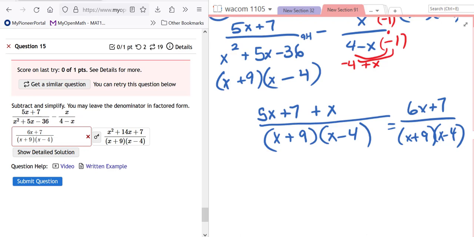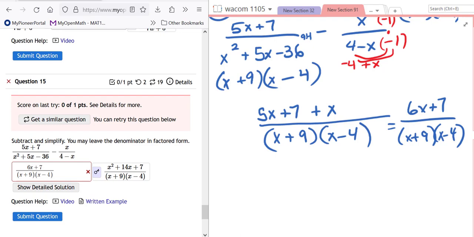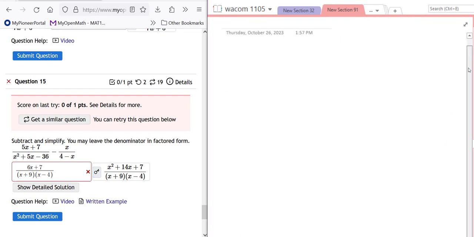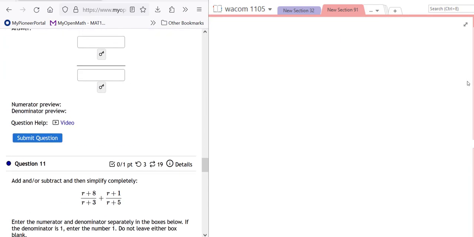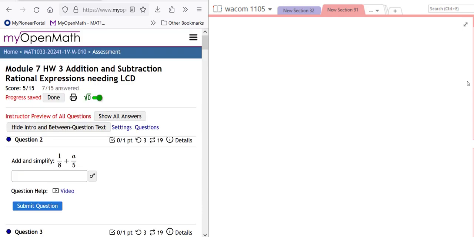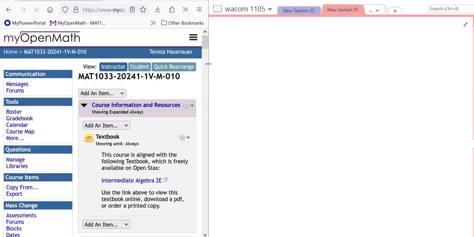I think we're going to leave this section. I am going to check on that for you guys because it's going to mark you wrong too. Okay. Let's go to our next section.